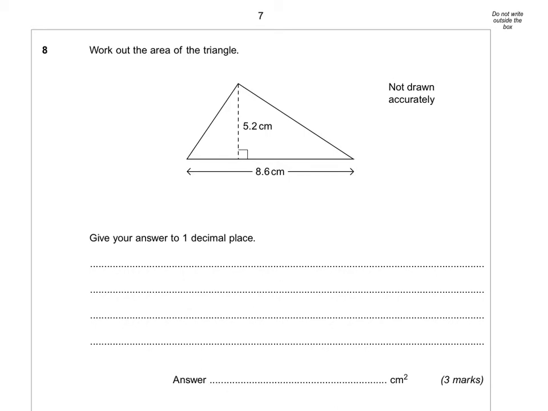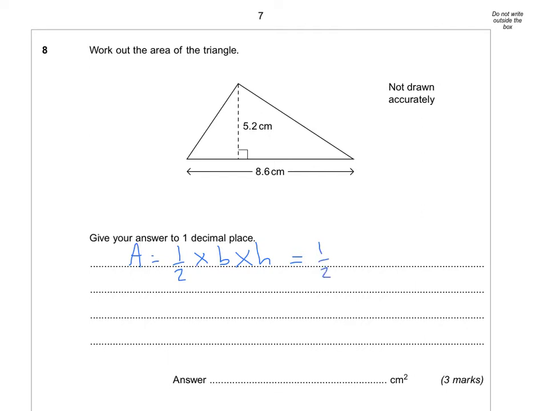Question 8. Work out the area of the triangle. Give your answer to 1 decimal place. So we have a very simple triangle here. We need to remember that the area of a triangle is equal to a half multiplied by the base multiplied by the height, or base times height and then divide by 2.